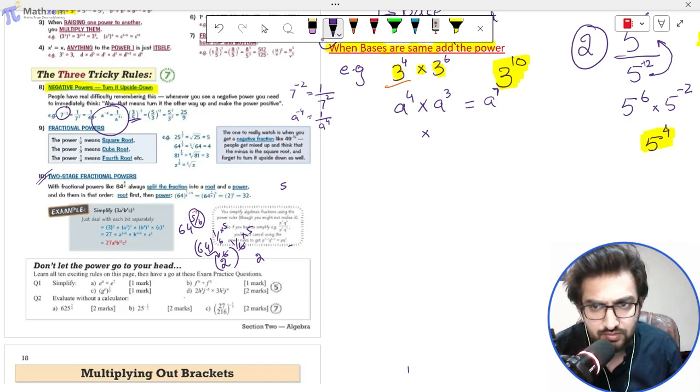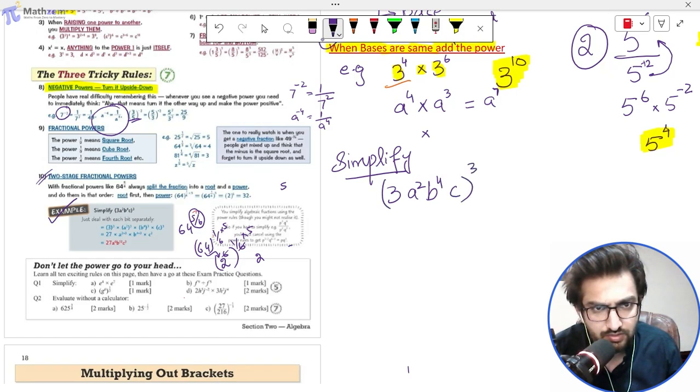The question in that example says simplify. Simplify (3a²b⁴c³)³. You can see that the 3 outside the bracket applies to all of these: a, b, c and 3. So let's apply this 3 to the 3, to the a, to the b and to the c.